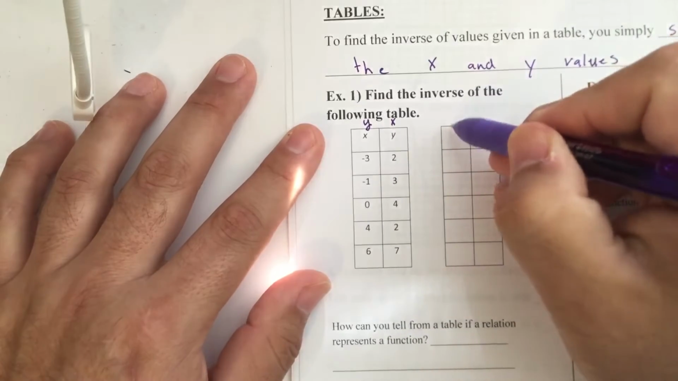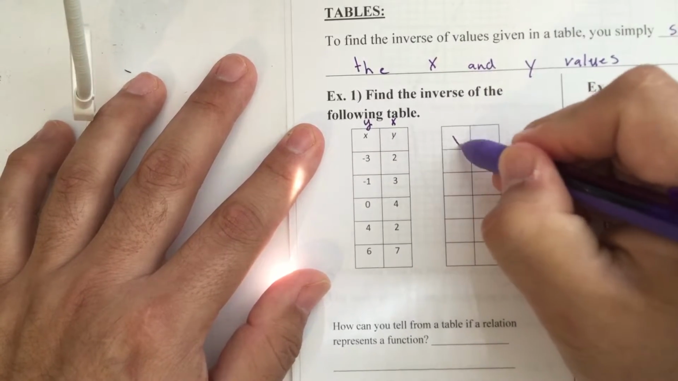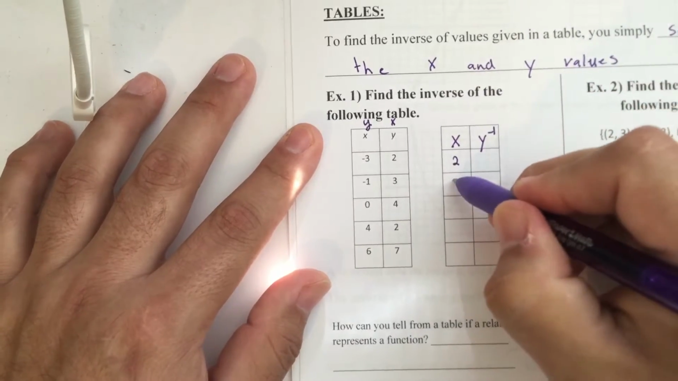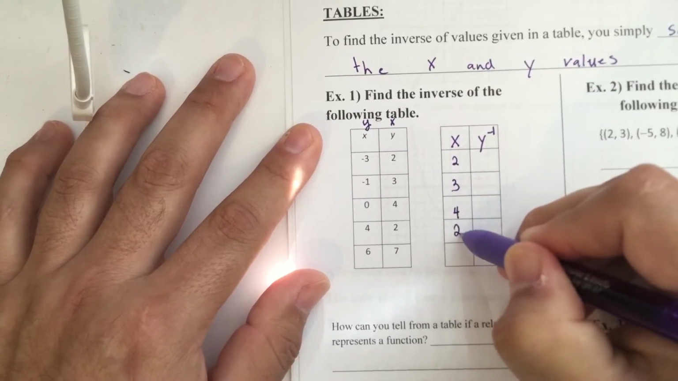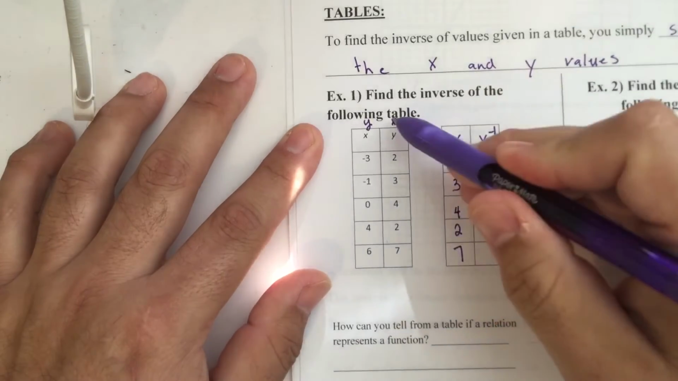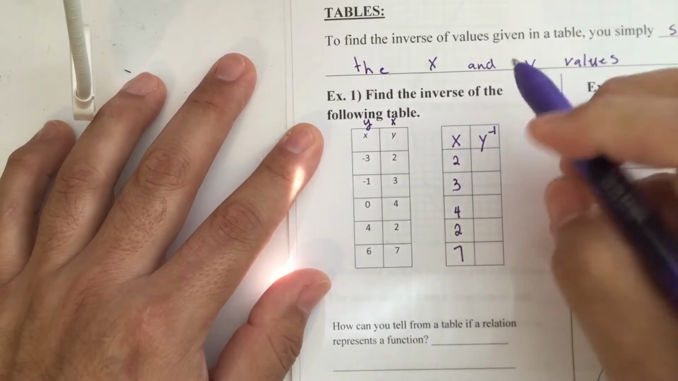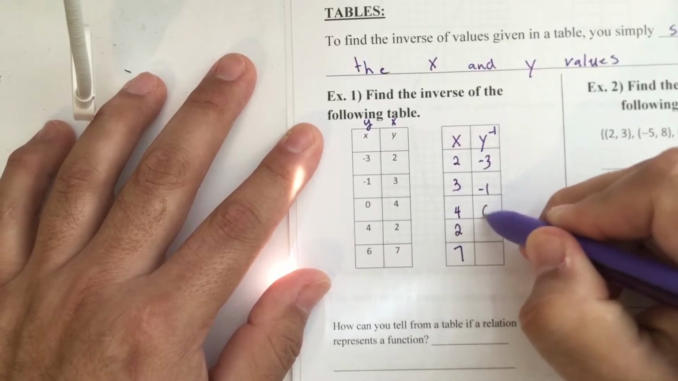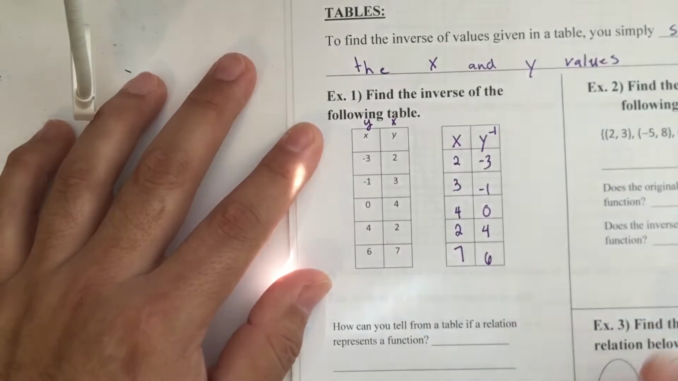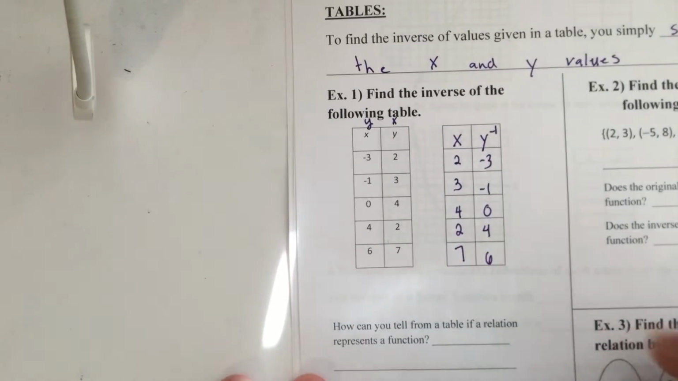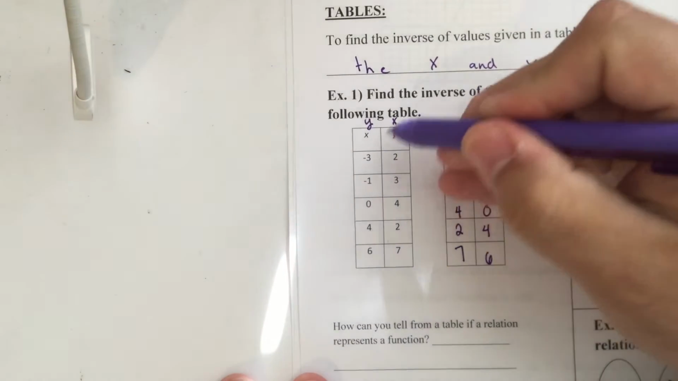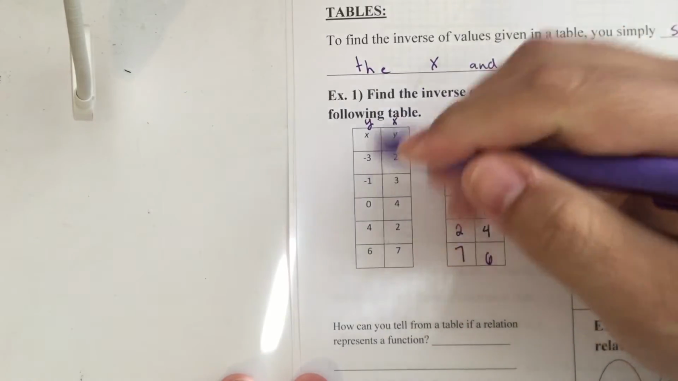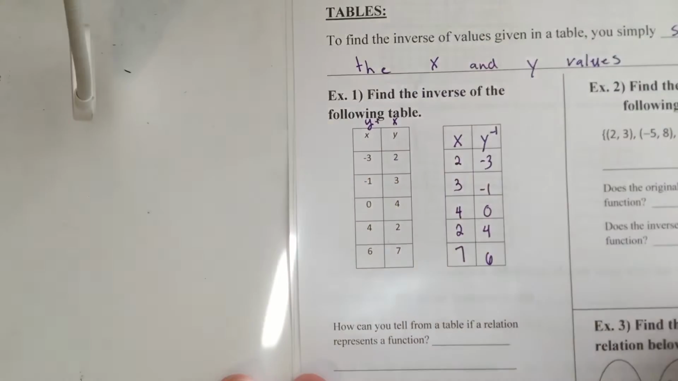When I make them in my new table, I have my new x values and my y inverse values. My x values are going to be 2, 3, 4, 2, 7. See how I just took my y values and made them my x? And then my y values are going to be my old x values, so it's going to be negative 3, negative 1, 0, 4, and 6. Notice how I switched this: this x column was the original y column, and this new y column was the original x column. That's why we call it the inverse function.